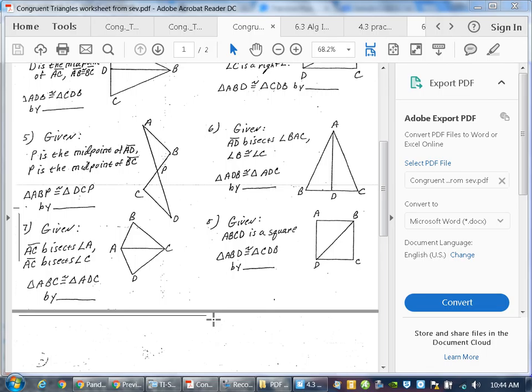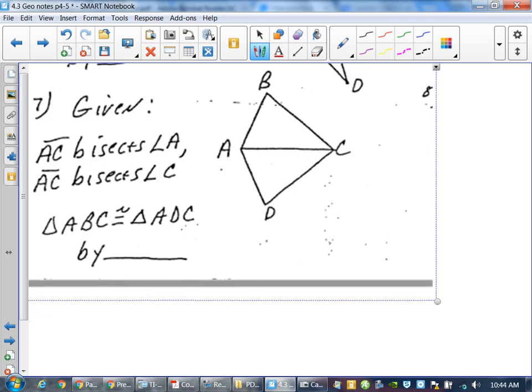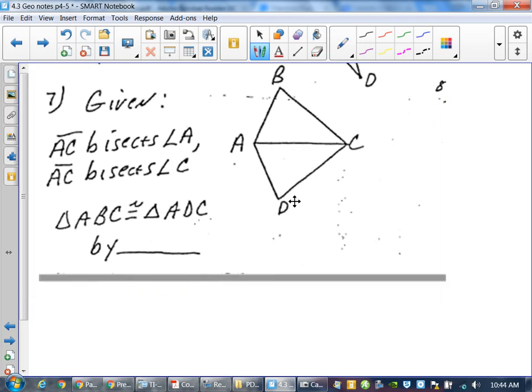Hey, look, another angle bisector. Another bisector. AC bisects A and it bisects C, which means these two angles are cut. Again, I have two angles. I have to find a side after them or a side between them. What do you have? Reflexive. Good. Angle, side, angle.